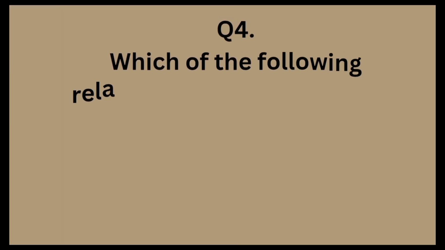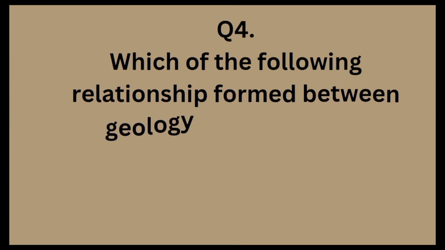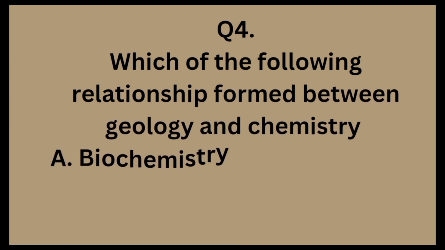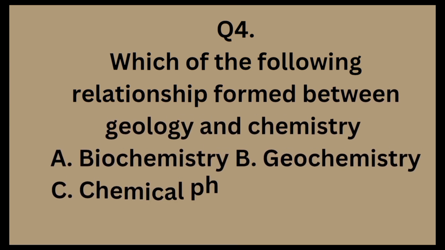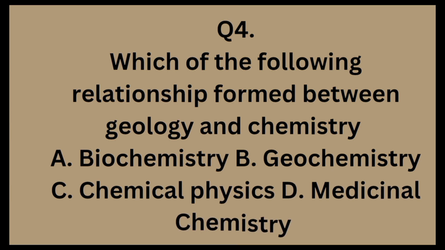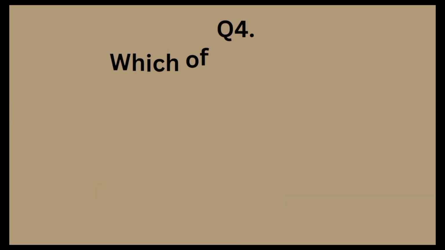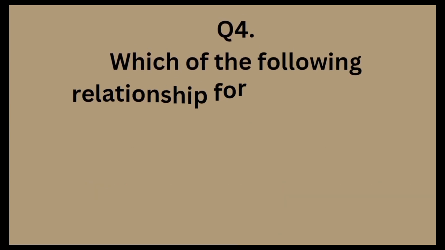The fourth question: which one of the following is the relationship formed between geology and chemistry? A. Biochemistry. B. Geochemistry. C. Chemical physics. D. Medicinal chemistry. Define each term.